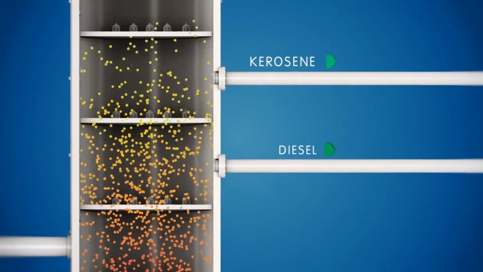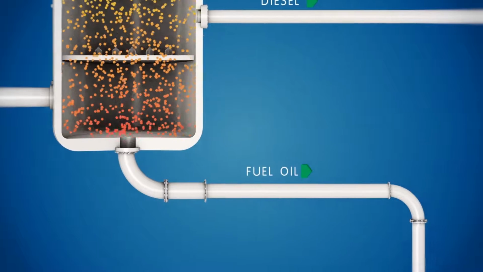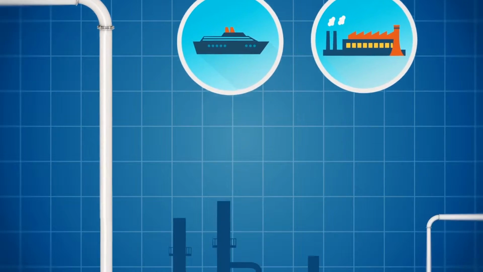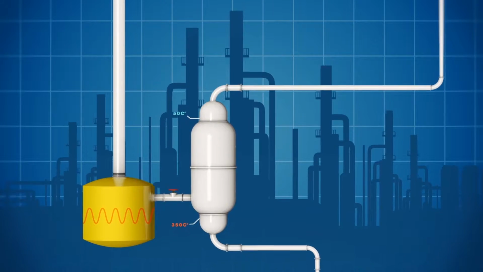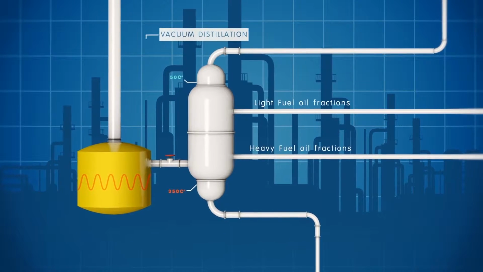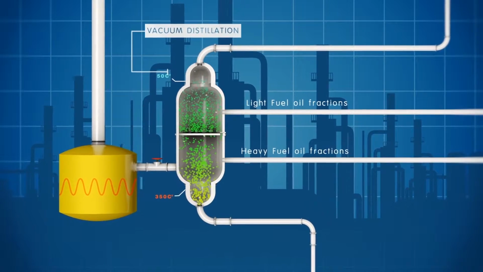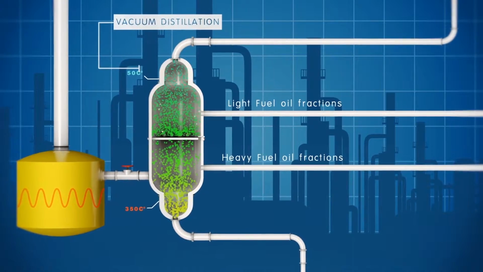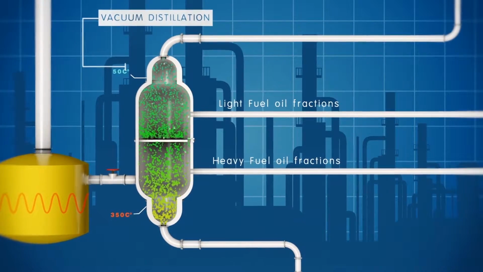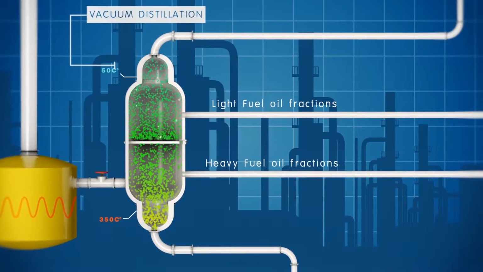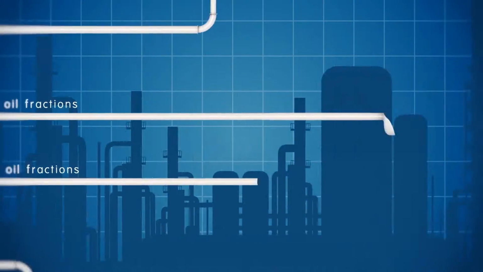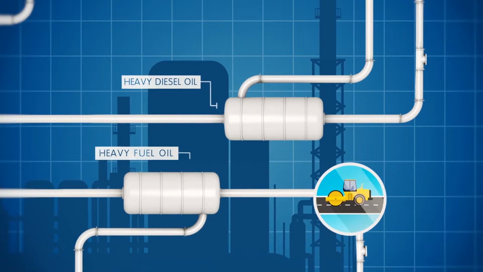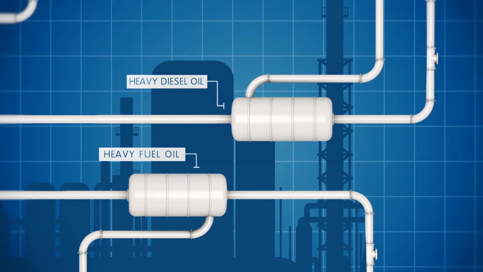The heaviest product of the atmospheric distillation is fuel oil, which is used as fuel in ships and in industry. It can be transformed to high-value products by further separating into heavy and light fractions with vacuum distillation in order to avoid extremely high boiling temperatures. In this manner, the energy requirements of the production process are reduced and the stability of the products is ensured. This procedure produces heavy diesel oil and asphalt or heavy fuel oil.